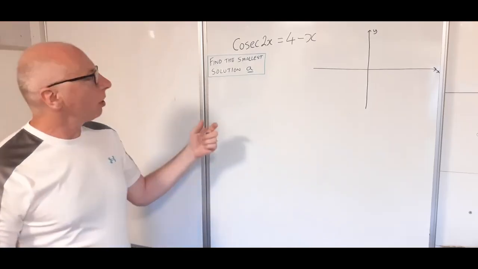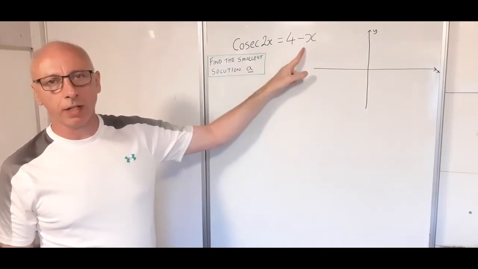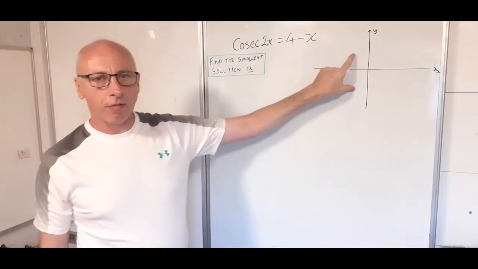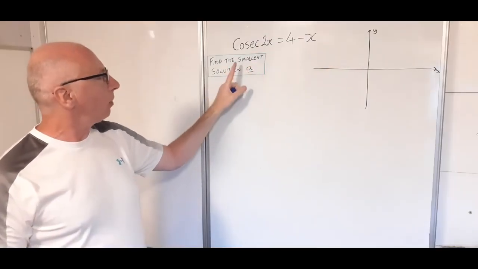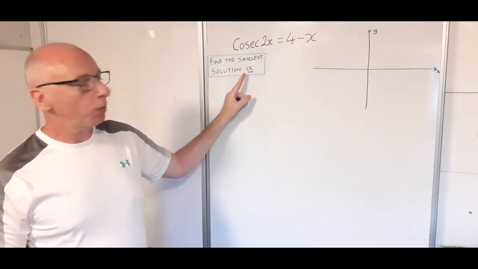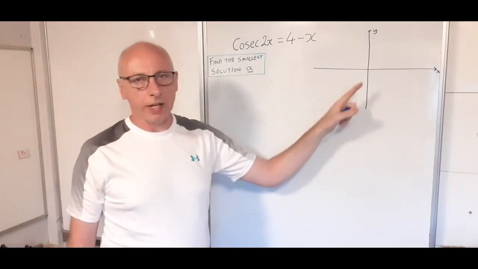So here we've got a question regarding this equation. We've got cosec of 2x equals 4 minus x. And I'm going to draw a graph of it on here, what happens with this equation. And we're going to find the smallest solution, which we're going to give the value name of a. So that's going to be somewhere on here.